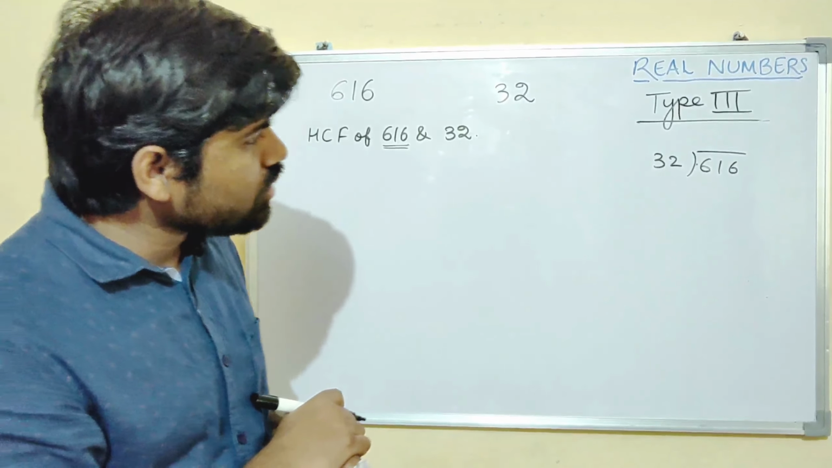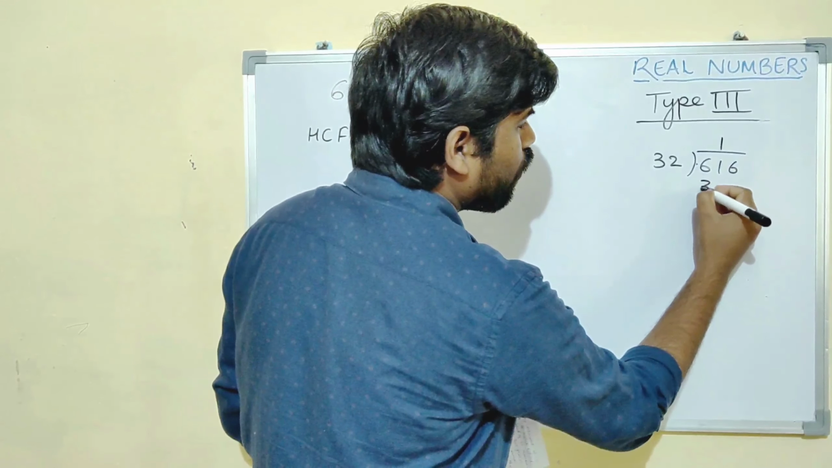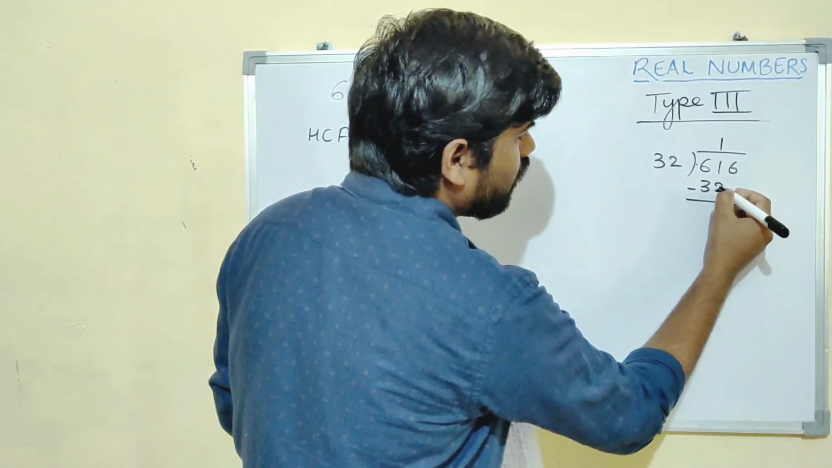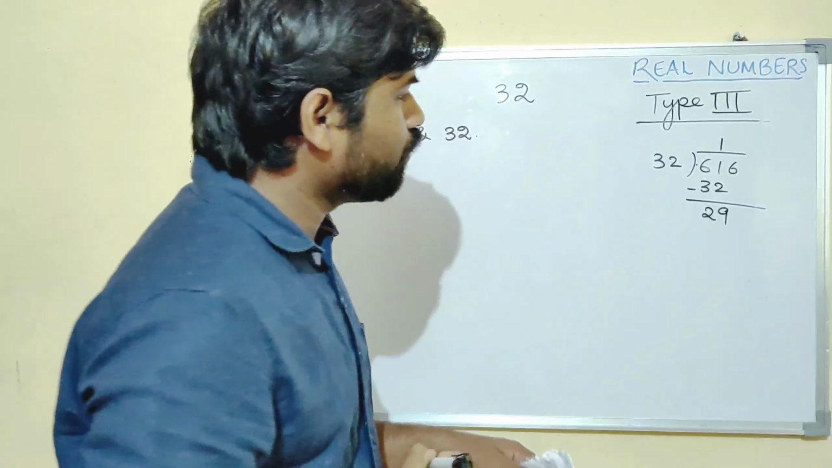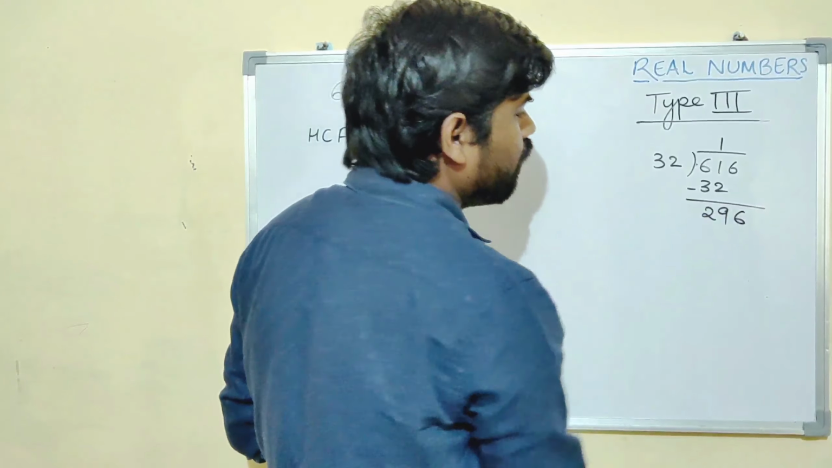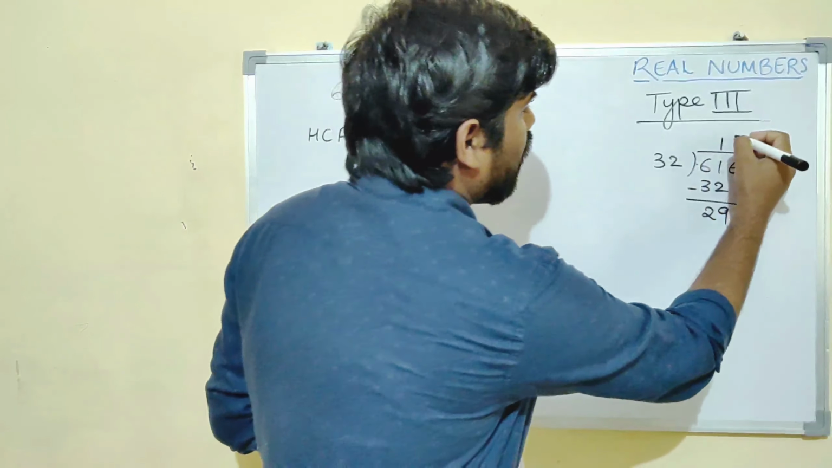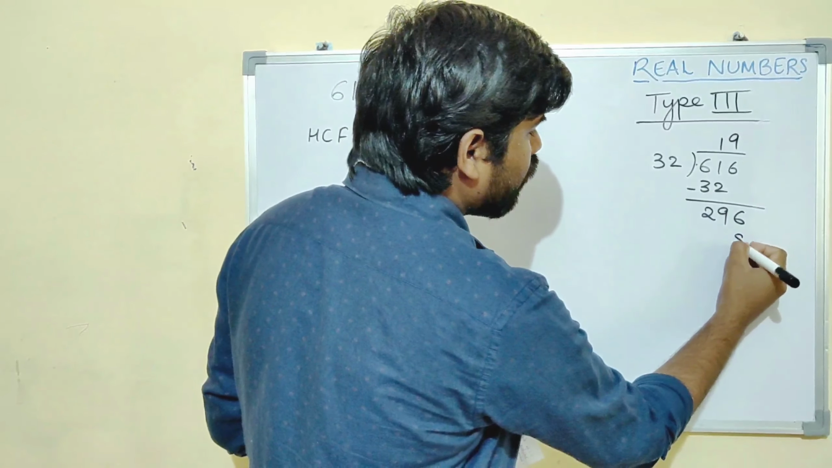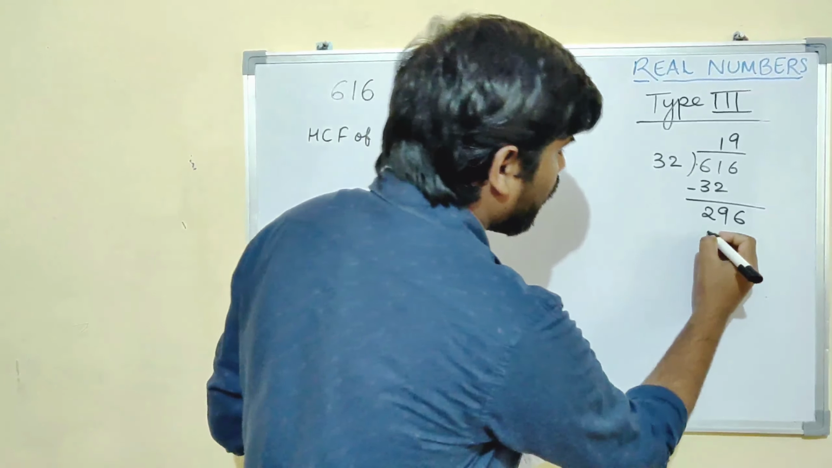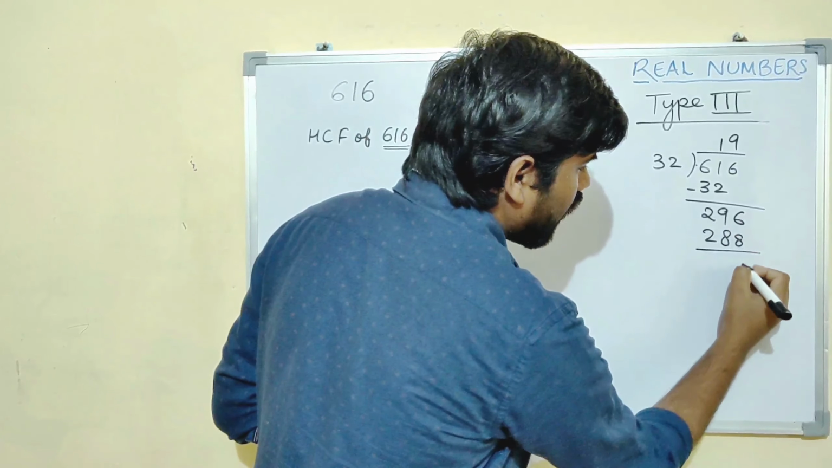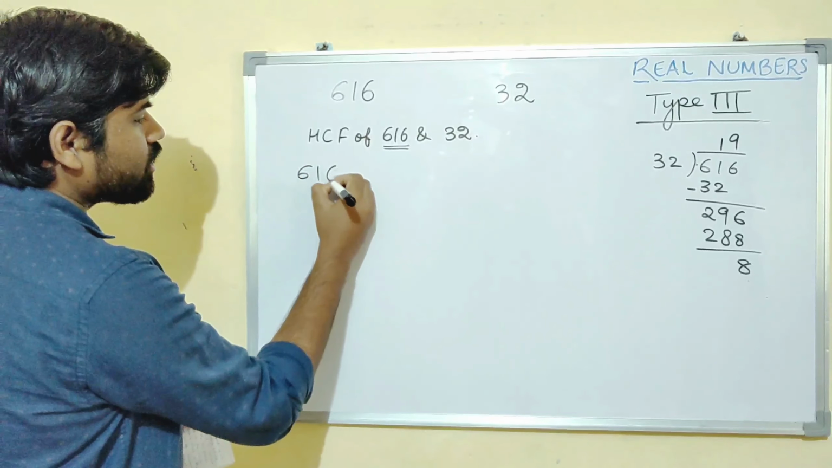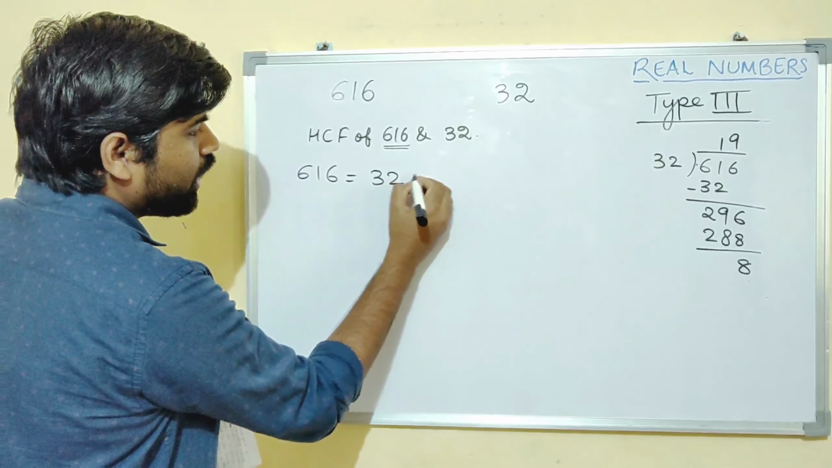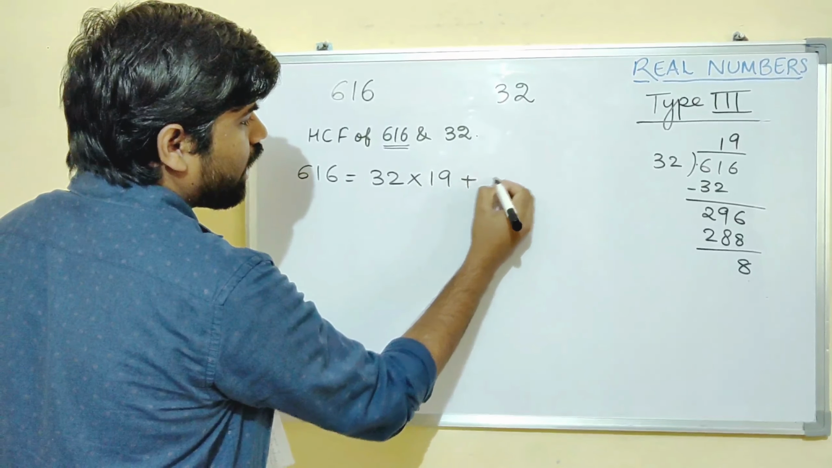32 ones are 32. Okay, you will get the remainder as 11 minus 2 is 9 and 5 minus 3 is 2. Okay, and this 6 will come here. 32 nines are 288: 9 twos are 18, 1 carry, and 9 threes are 27, 28. The remainder is 8 here. Okay, so we will write like this: 616 is equal to 32 into 19 plus 8.